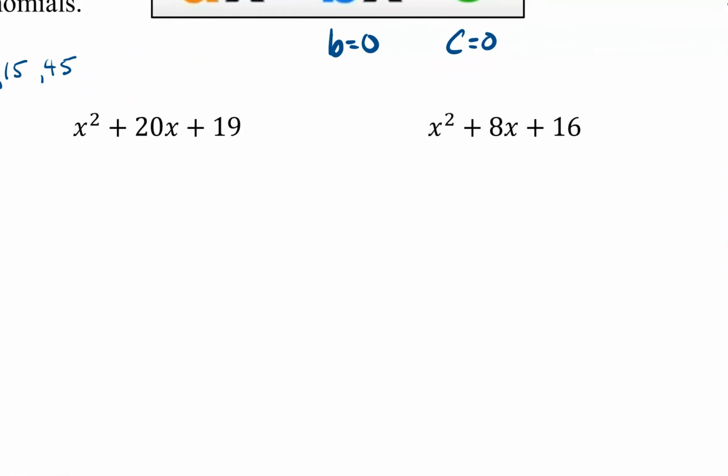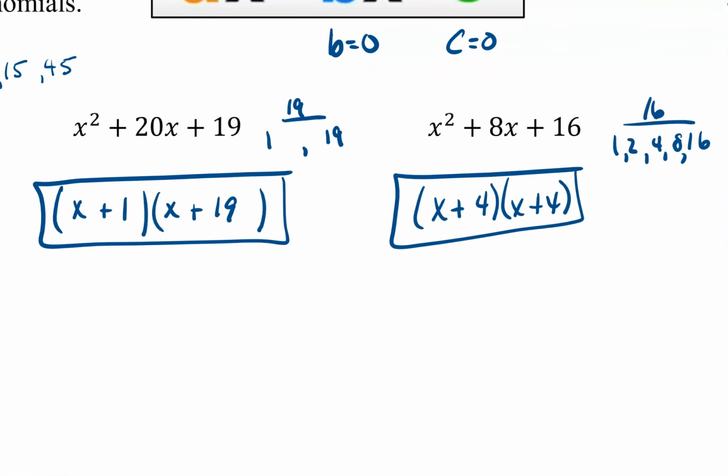Let's take a look at these last two examples. In this first case, we had only two factors for the number 19, so we had no other options but to utilize them. And as it turns out, a positive 1 and a positive 19 add to make 20. Also, 1 times 19 multiplied to make our positive 19. So our factor pairs ended up being x plus 1 and x plus 19.